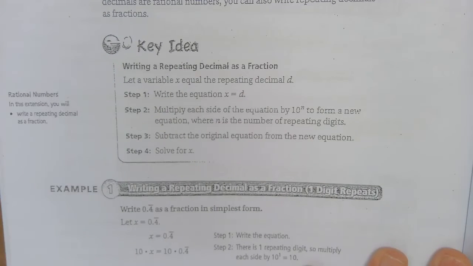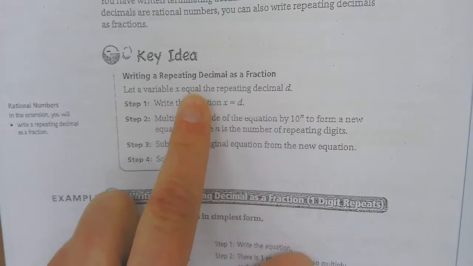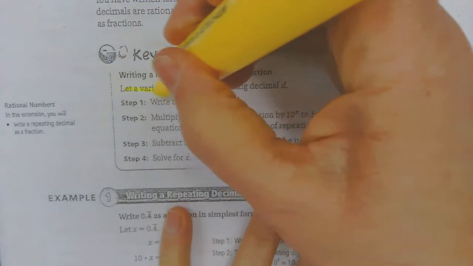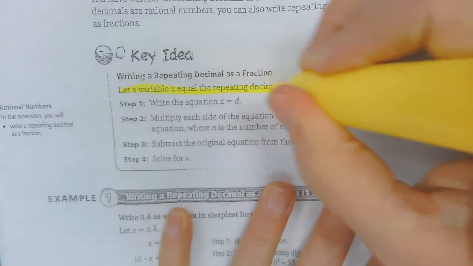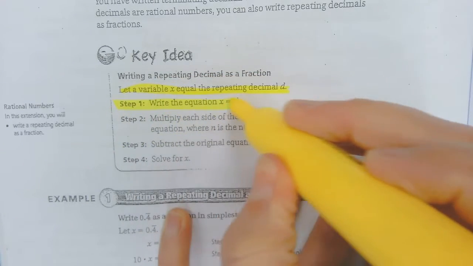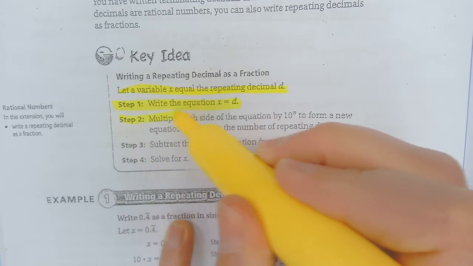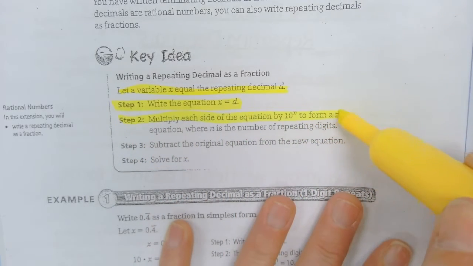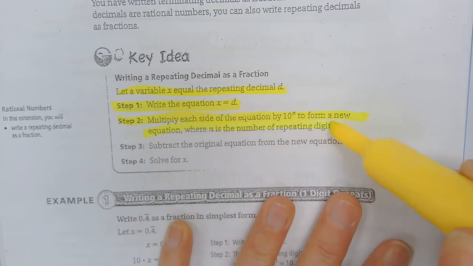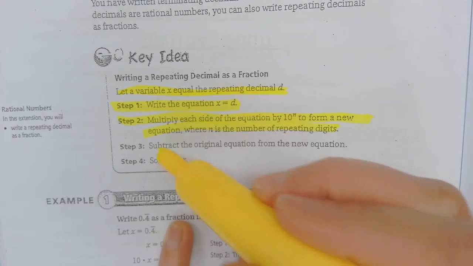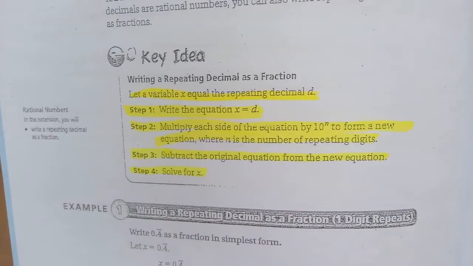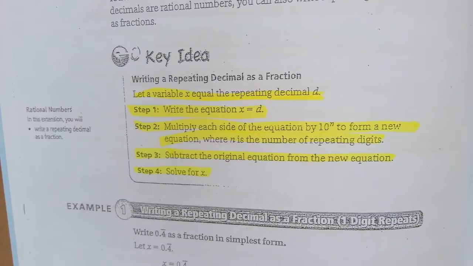So the key idea here is that these are the most important steps that you're going to want to remember. Writing a repeating decimal, you're going to let the variable x equal the repeating decimal d. Step 1, you're going to write the equation. Step 2, multiply each side of the equation by 10 to the nth power to form a new equation, where n is the number of repeating digits. Step 3, subtract the original equation from the new equation. And step 4, solve for x.